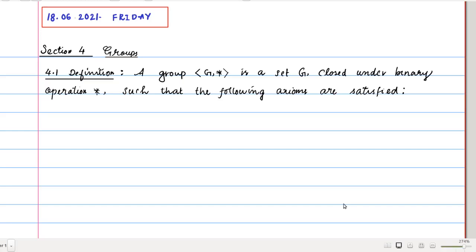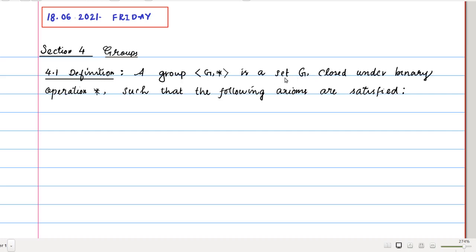Hi all, today we discuss section 4. This section deals with the properties of groups. A group is an algebraic structure. This is the definition. A group (G, star) is an algebraic structure. G is a set together with a binary operation.